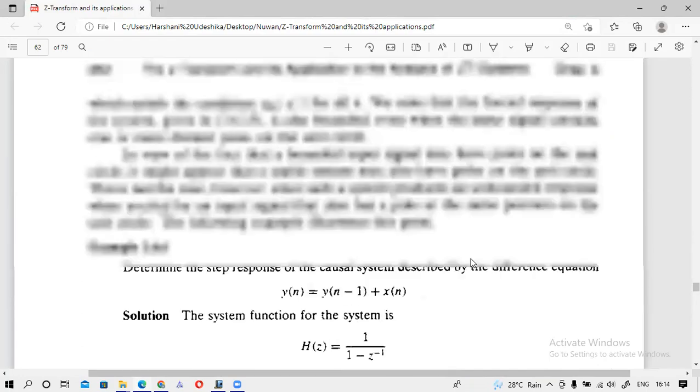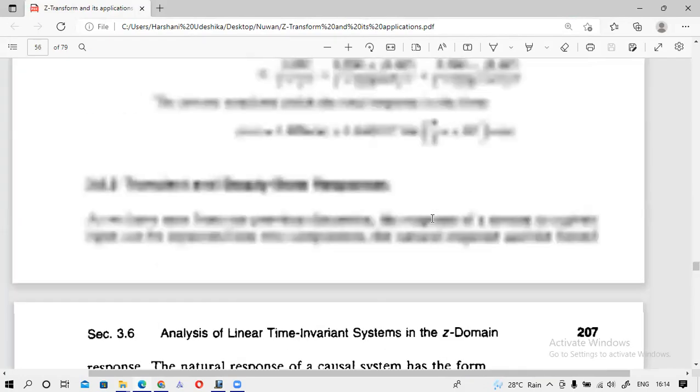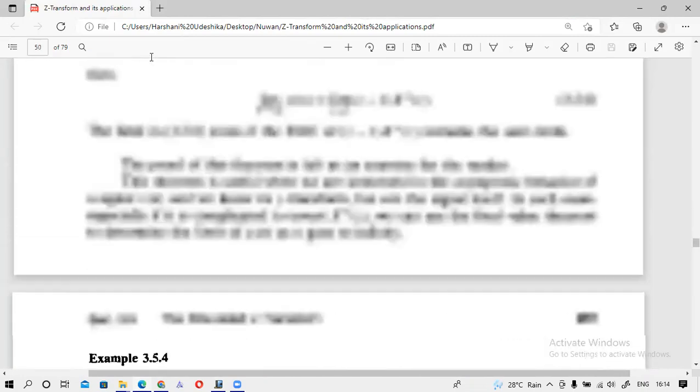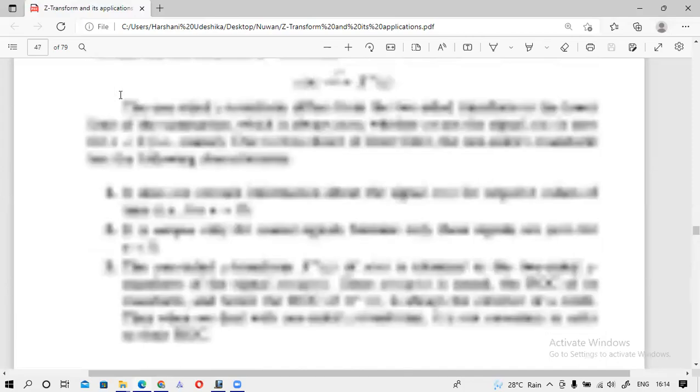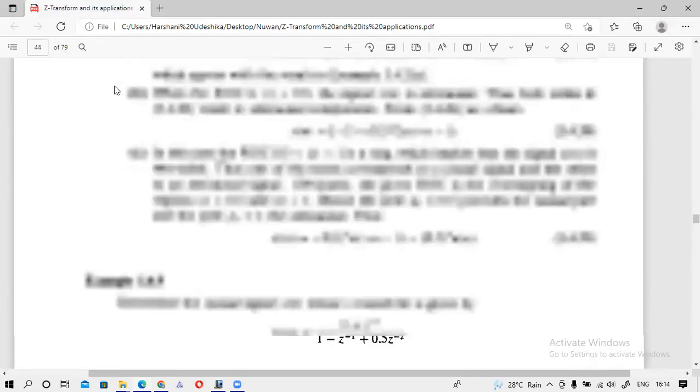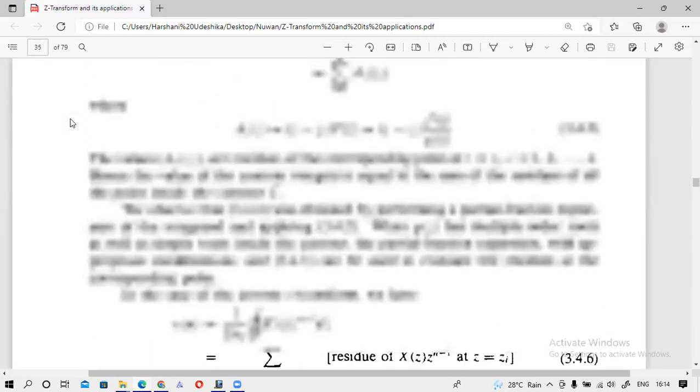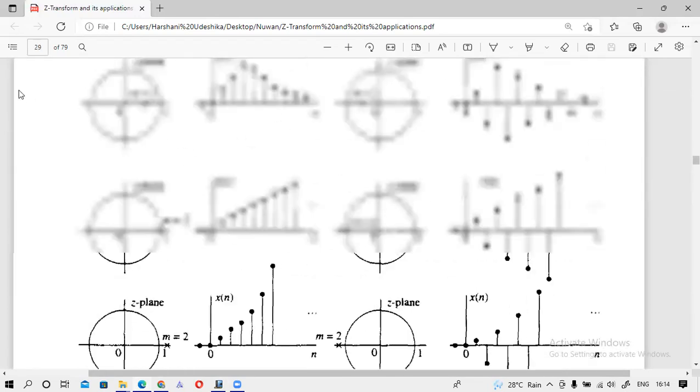I forgot to check the page number. I think still we didn't see any table. No, still.